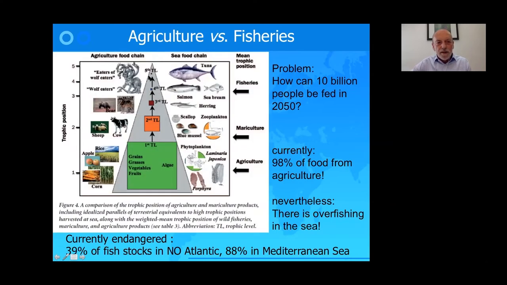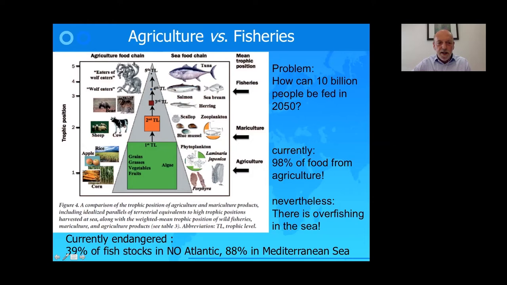And so it is quite illustrative to compare what we are doing on land in agriculture versus in fisheries. What we do in agriculture on land is essentially eating here: we are harvesting corn, we are eating vegetables, rice. So basically this is the base of the food web. And if we eat meat, we eat essentially sheep or cattle. So these are plants, these are herbivores eating plants. So this is what we are harvesting in the terrestrial environment.